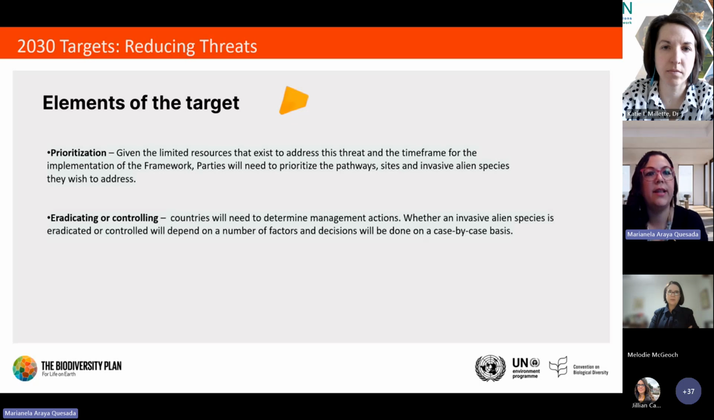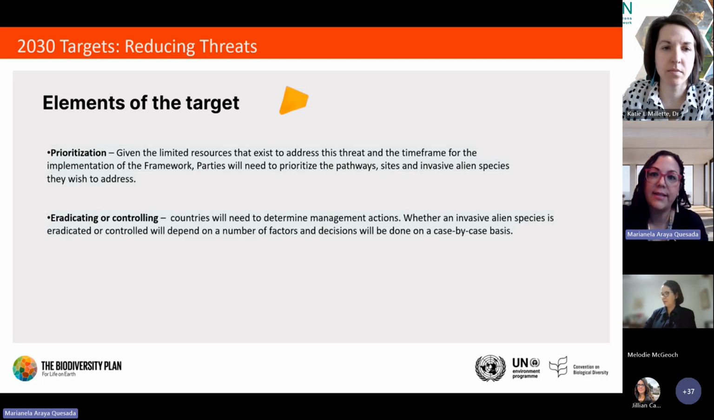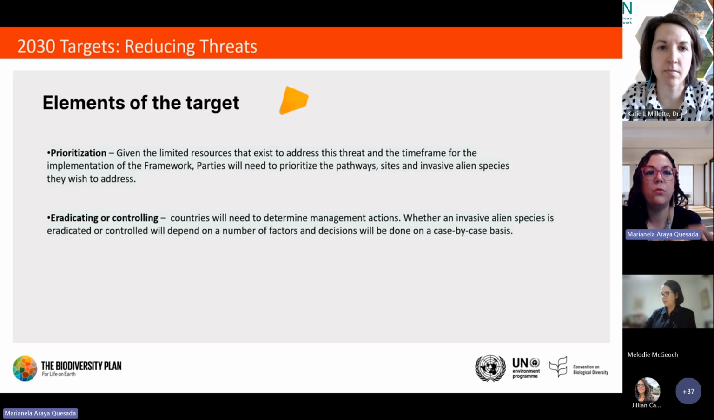Then the other two elements that I want to mention of the target, one very important one is prioritization. And this is important because we have limited resources and time by 2030 to address these targets. So parties will have to prioritize the pathways, they will have to prioritize the sites and the invasive alien species they wish to address.